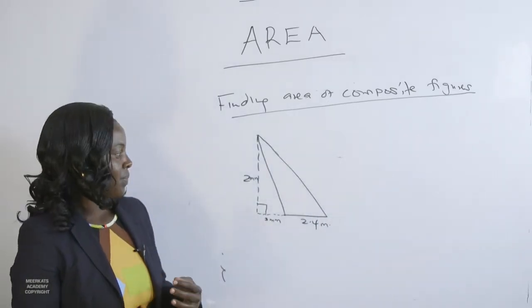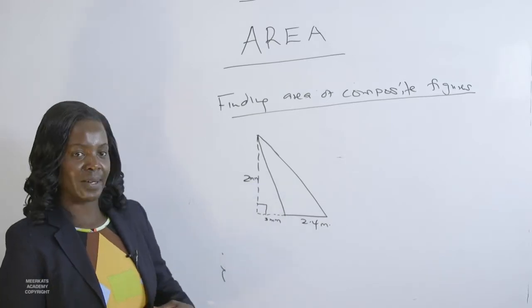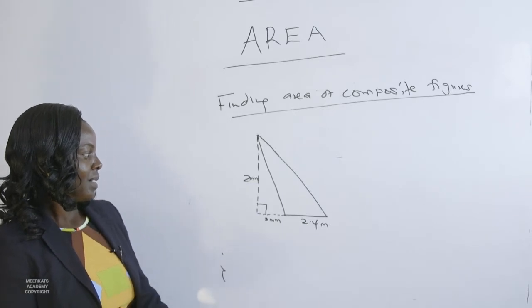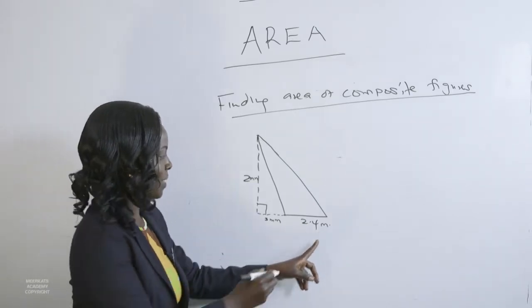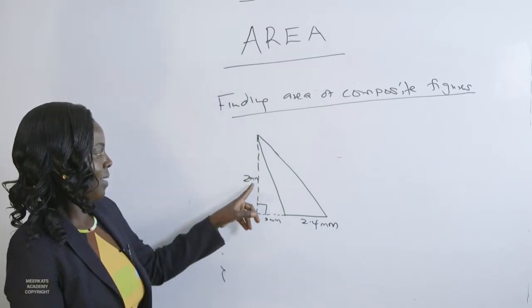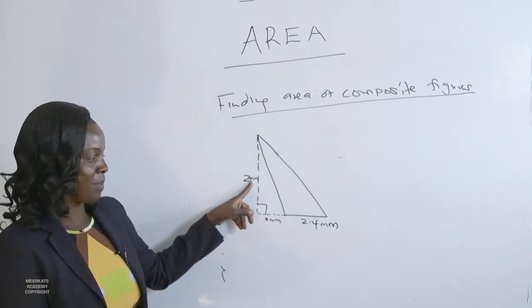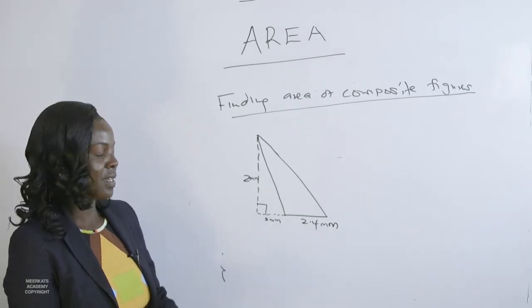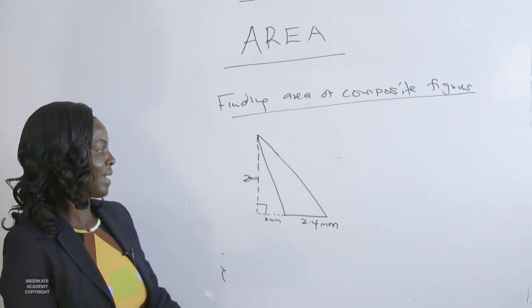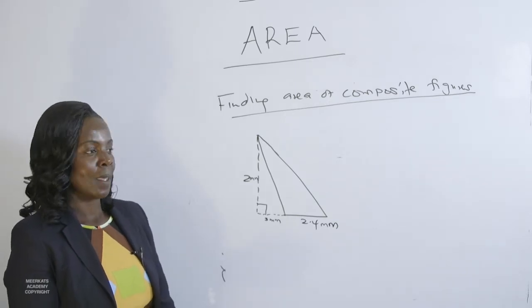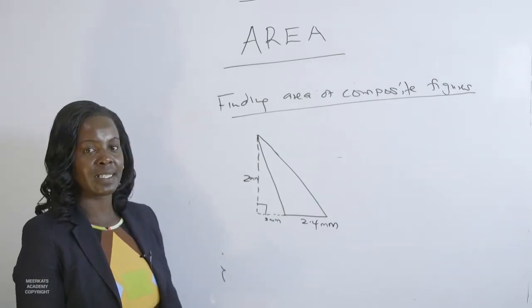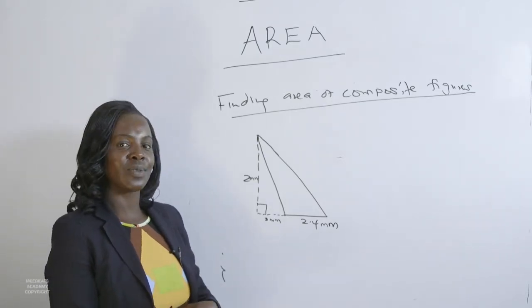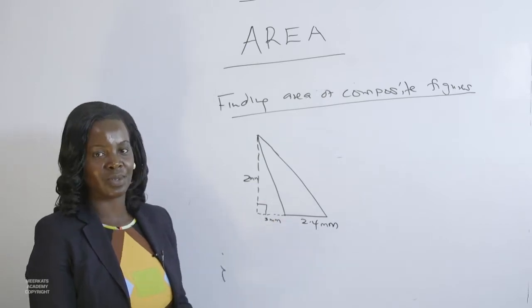Let's look at another shape, another triangle, a scalene triangle, like this. This is 2.4 millimeters. Here is 2.2 millimeters, and here is 3 millimeters. How do we calculate the area of this figure? So again, this area, we get it by subtraction. Subtraction because you're supposed to remove the surface that is not required.